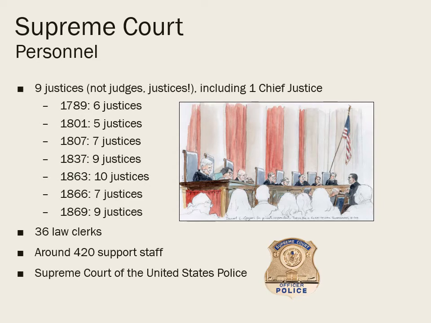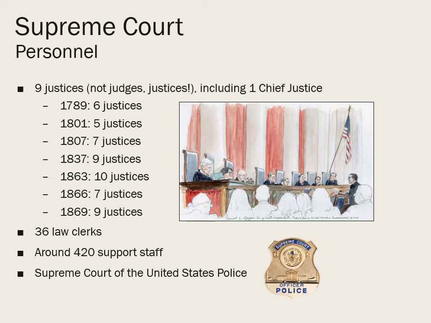Then in 1801, another act of Congress reduced it to 5. By the beginning of the Civil War, we had 9 justices, but that was for practical reasons, not political reasons, because at the time, Supreme Court justices actually had to travel to hear cases. They would travel the circuit along with circuit court judges.